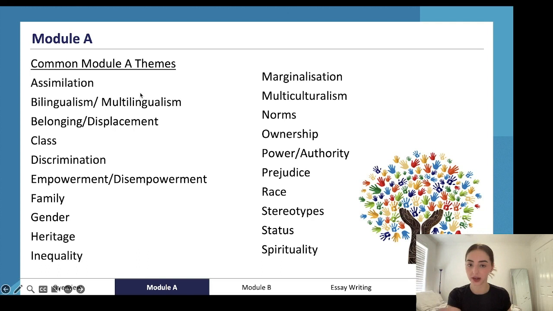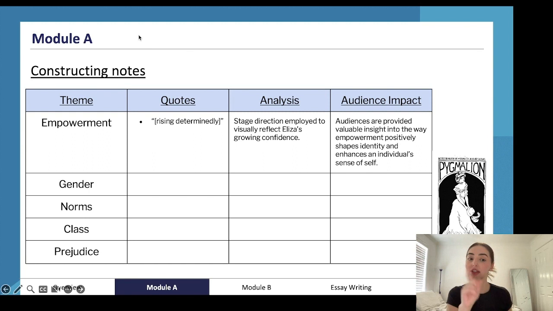Okay, so constructing notes. I am going to really, really urge you guys to have your notes finished as soon as you can if they're not already. Okay, take it from me as someone who's been in your position, you do not want to have to construct your notes before trials. And oh my gosh, I forgot to do my notes for Module A, let me start making them now, and oh, this is what I'm going to use.